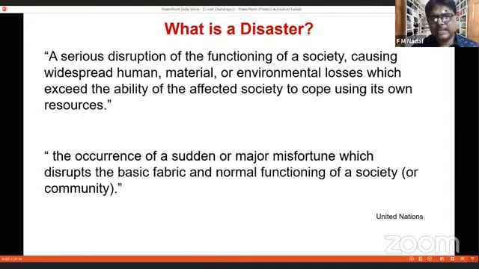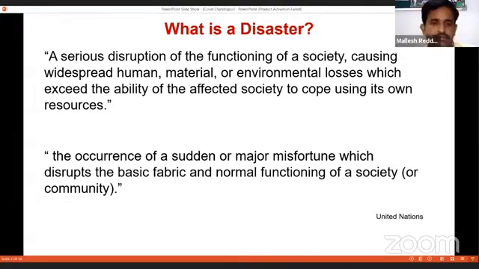So every society has its own resources, and with those resources, we are managing our day-to-day life. But what happens is, due to one or the other issues, our normal functioning of the society gets disrupted, and we are unable to come back to normalcy with available resources. Such kind of deviation from our normal life can be called a disaster.